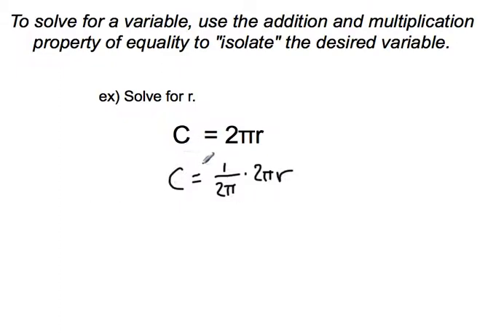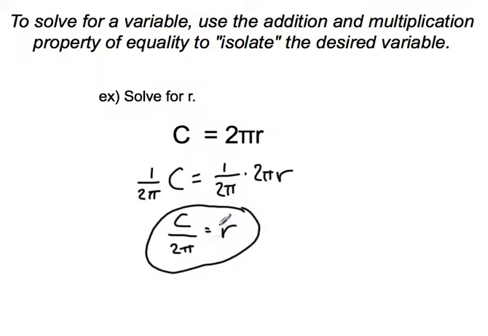Beautiful. But if we do multiplication to the right side of the equation, we also have to do it to the left side of the equation as well. So notice I just multiplied the left and the right side by 1 over 2 pi. On this side, really nothing happens, or you can rewrite it this way, c over 2 pi. And then on this side, 1 over 2 pi times 2 pi would give you 2 pi over 2 pi, which reduces to 1, so you just get r. So here is the literal equation solved for r. r equals your circumference divided by 2 pi.